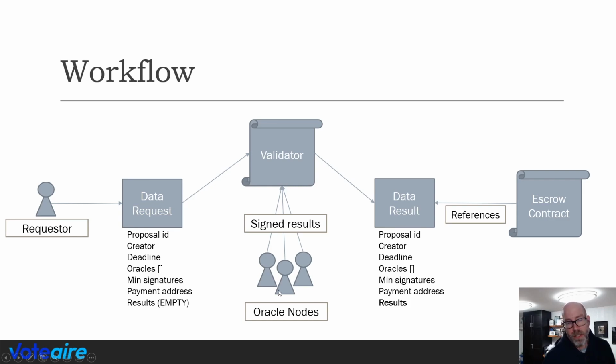So eventually these oracles or these community nodes are going to count up the results based on the metadata on chain. They're going to sign the results, and those signed results will get submitted to a validator script, which will create a transaction which will consume that data request and output a data result. That data result will have the same data in it, except it will have populated results, which then an escrow smart contract can reference that data result and use those results how they like.